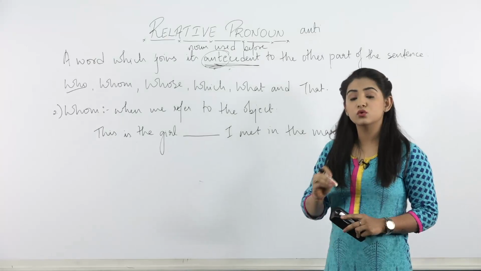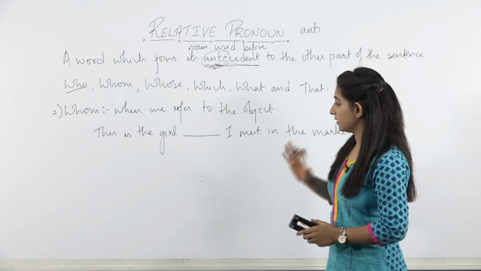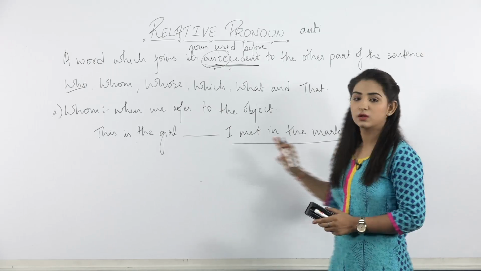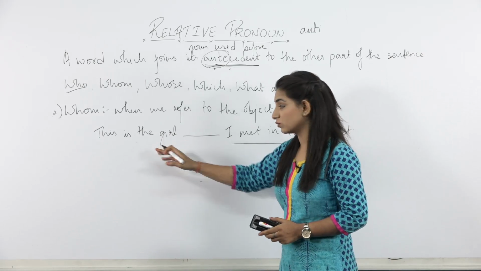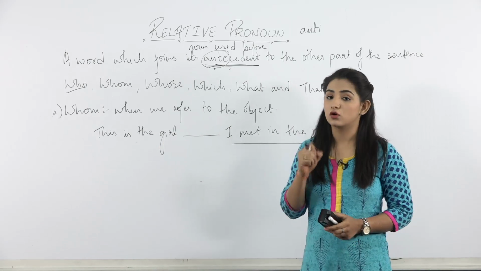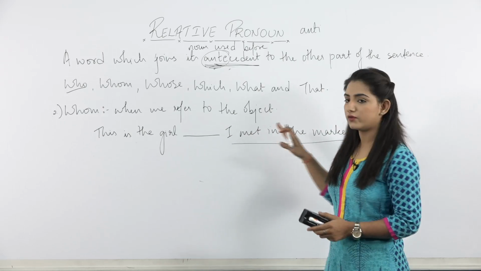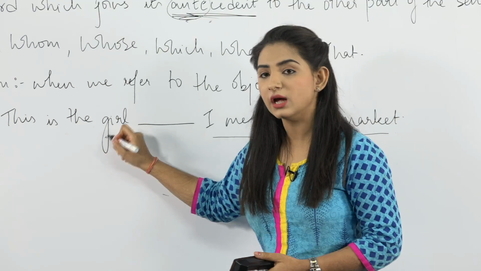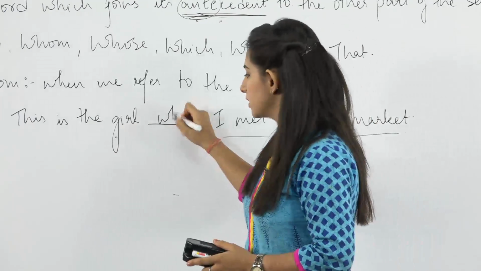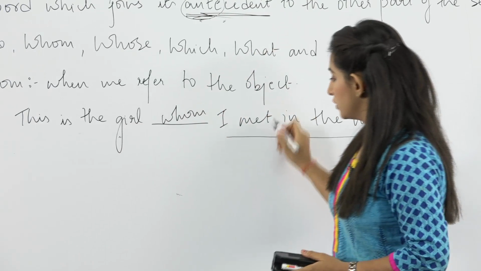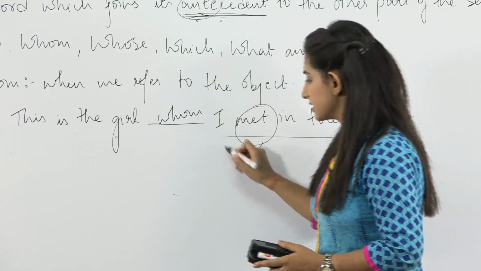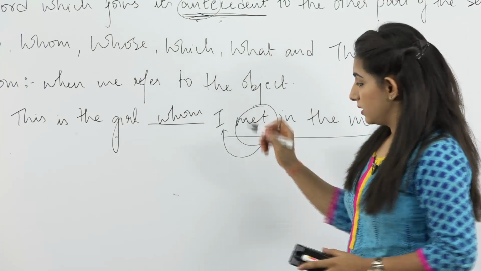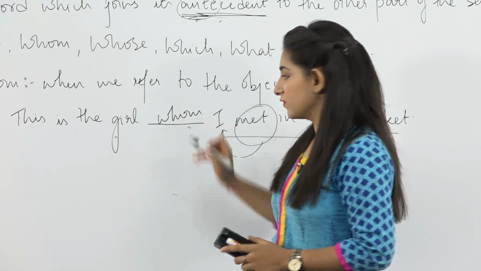Now when we were using who, I told you that we must have a verb here according to the subject only, but in this sentence if we talk about it, you will not have a verb. You will have a verb, but you will not have a verb related to the antecedent. In that case we will use whom here. So the verb used here is according to the object. Now in this condition we have used whom.